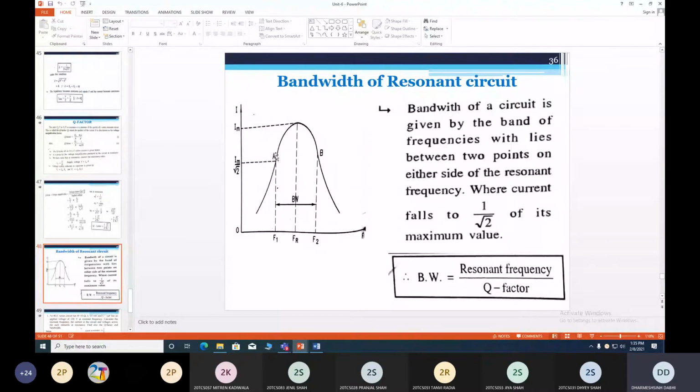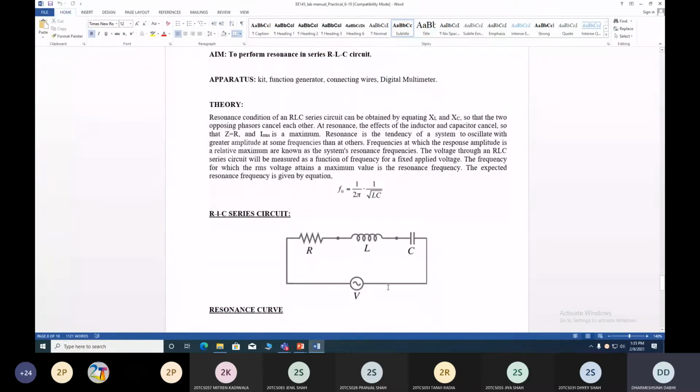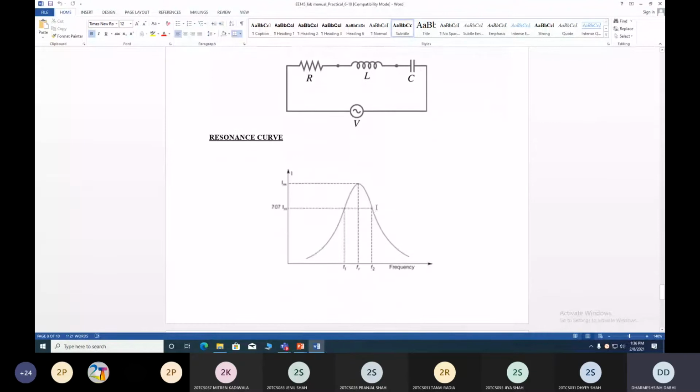We want to prove this graph by using this practical. Here you have a series RLC circuit, and in series you connect this single phase AC voltage source. We know the equation of resonant frequency: F0 is equal to 1 upon 2 pi into 1 upon square root of L into C. Theoretically we see this resonance curve, and you get the maximum value of current at the resonant frequency.